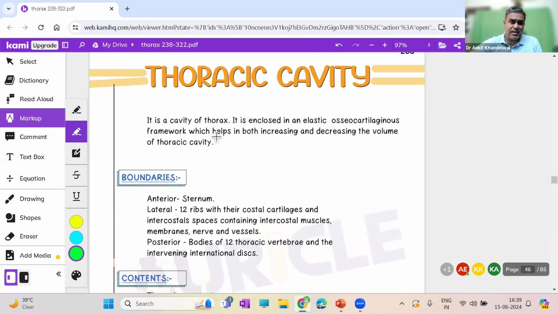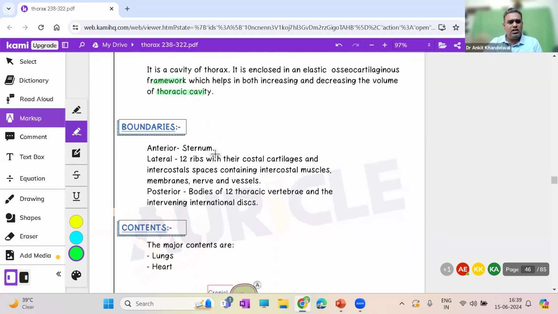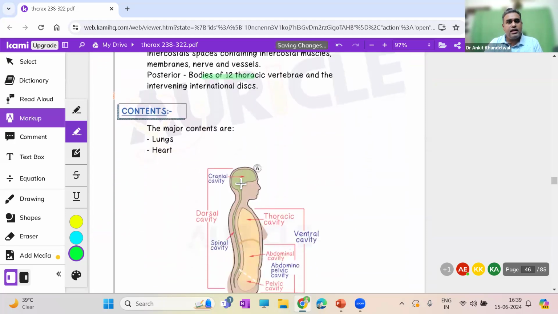Then we have an area known as the mediastinum that lies between the lungs. In that mediastinum, the heart is the main content. Then you have the aorta, you have the esophagus, you have some nerves here and there. That's it. Okay. You know, the thoracic cavity is the cavity of thorax. It is enclosed in this framework, which helps in both increasing and decreasing the volume of the thoracic cavity. Boundaries, let us see. Boundaries, it's simple. We have seen in the thoracic cage. Anteriorly lies the sternum, on the sides are the ribs, behind we have the vertebrae over here. Contents are lungs and air, as I told you. Major is lungs and less is heart.